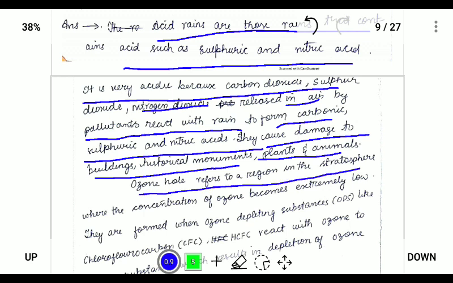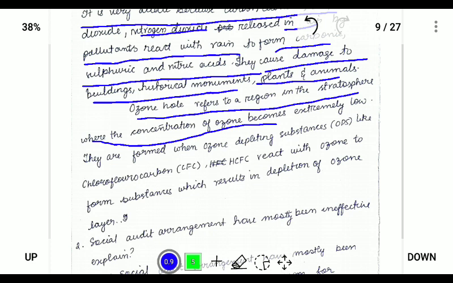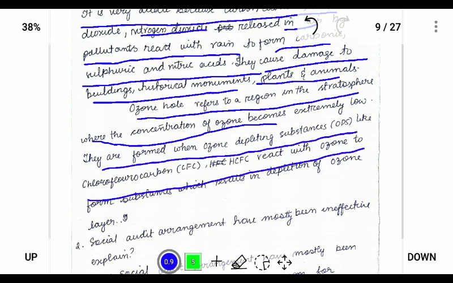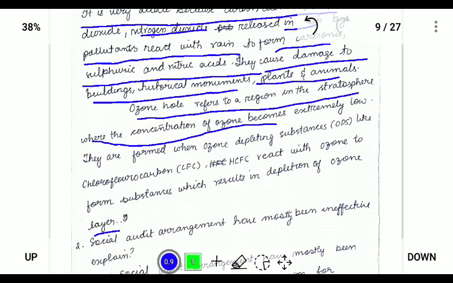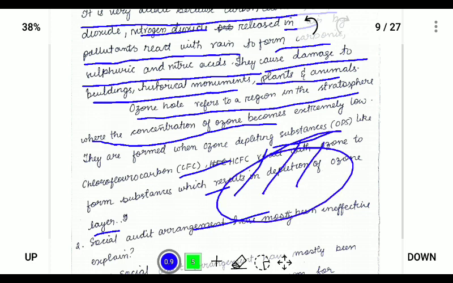So ozone hole refers to a region in the stratosphere where the concentration of ozone becomes extremely low, and they are formed when ozone depleting substances like chlorofluorocarbon react with ozone to form substances which results in depletion of the ozone layer. So ozone hole is a hole or a region in the stratosphere where the concentration of ozone is very less as compared to the other region.